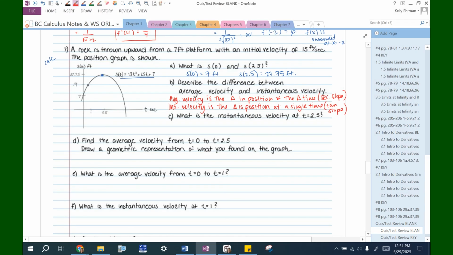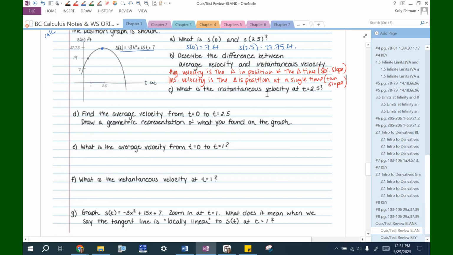So average velocity is, what was your speed with direction from 0 to 5 seconds? And instantaneous velocity is what was your speed with direction at 5 seconds? What is the instantaneous velocity at 2.5? So at 2.5, that's the vertex of this quadratic.